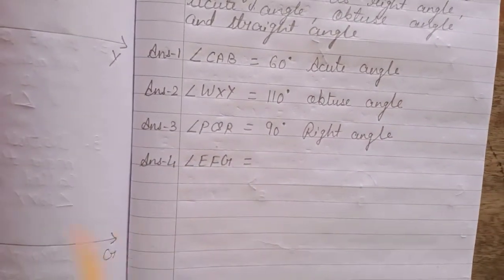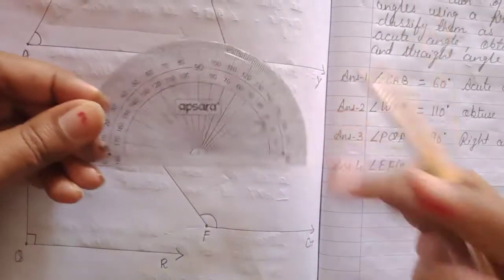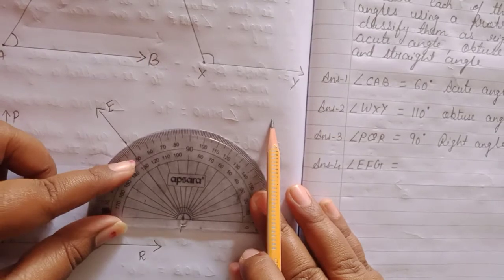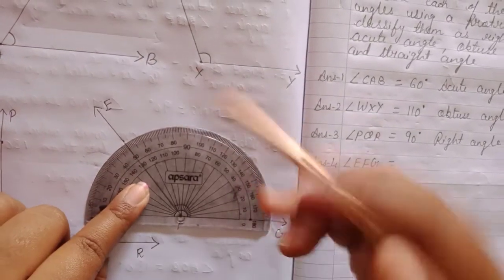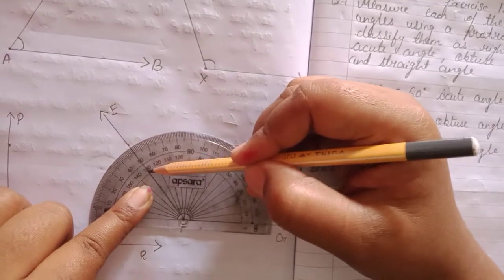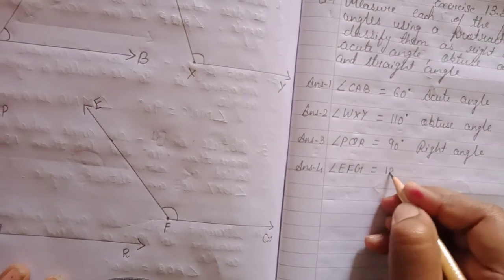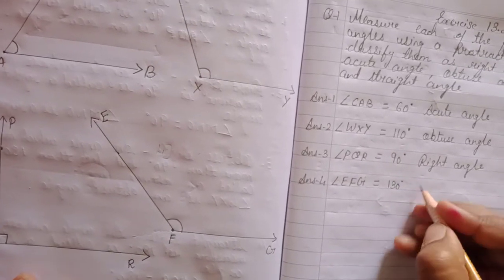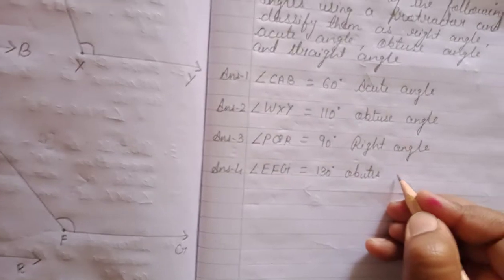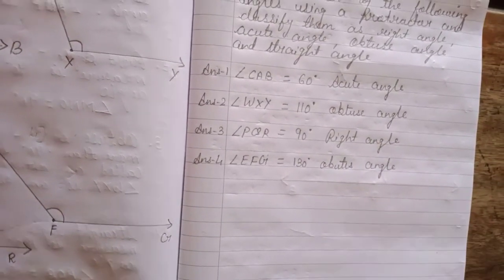Now number 4, the angle is EFG. So what we have to do, we have to put the center point of the protractor on F and we have to see what is the measure of the angle. We have to see the inner scale, that it exactly measures 130, right? So it is 130 degree and it is also an obtuse angle because it comes between 90 degree and 180 degree. So it is an obtuse angle.